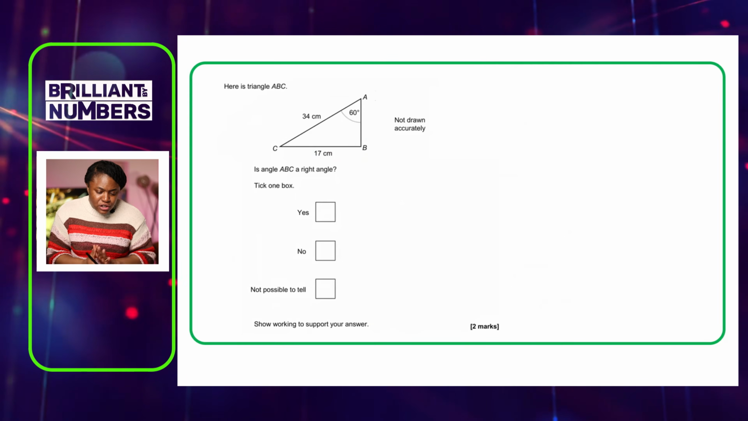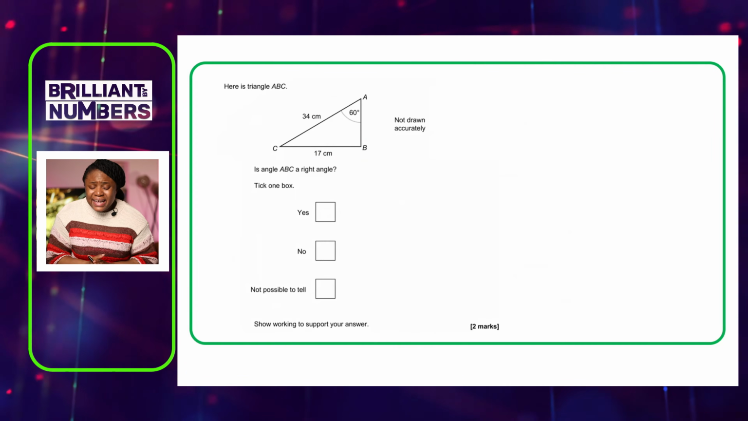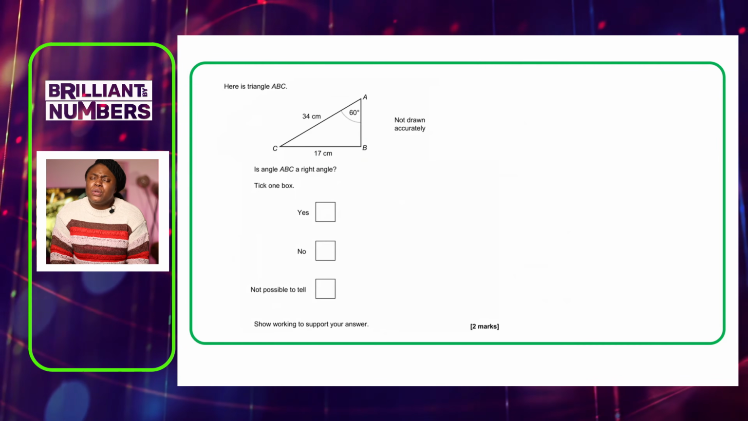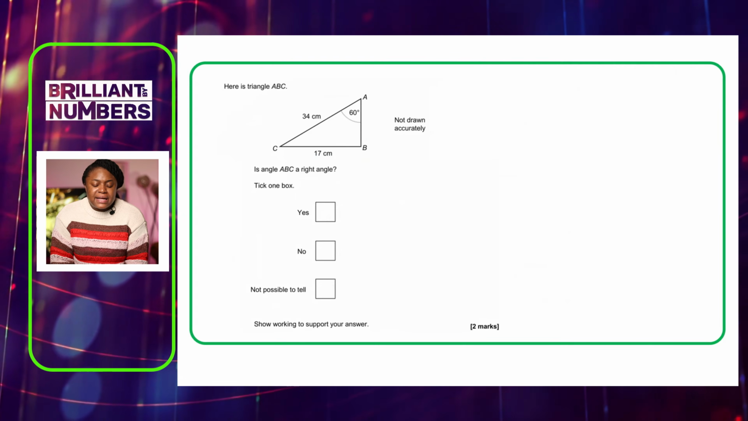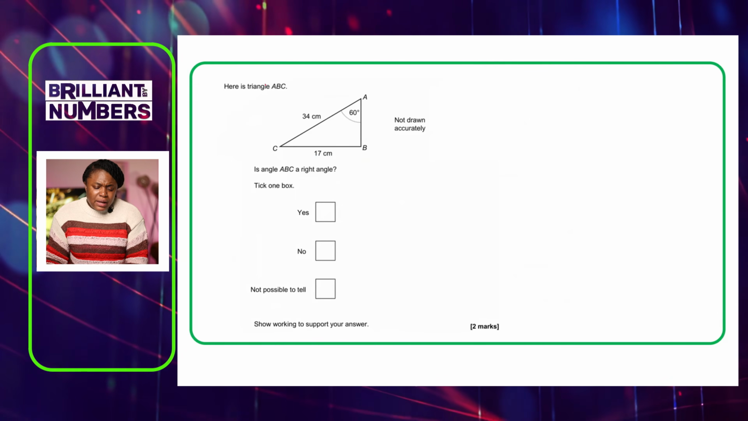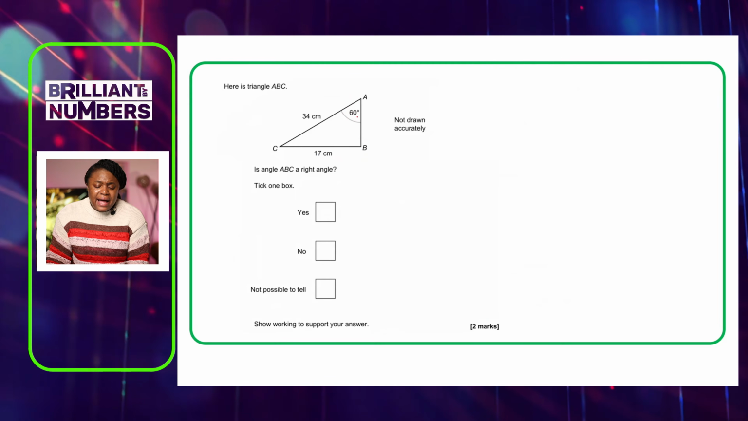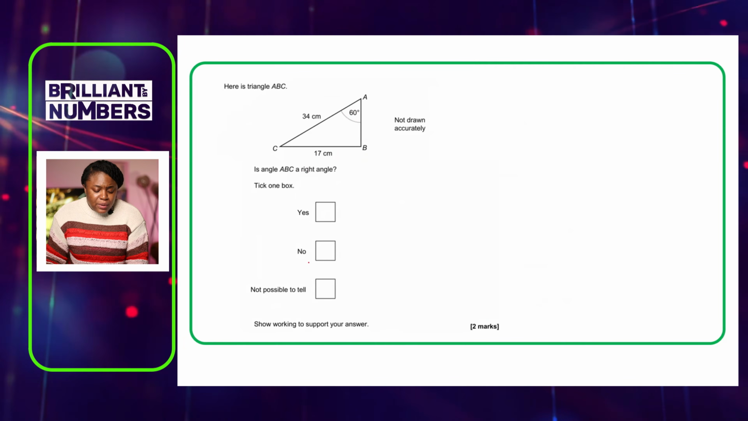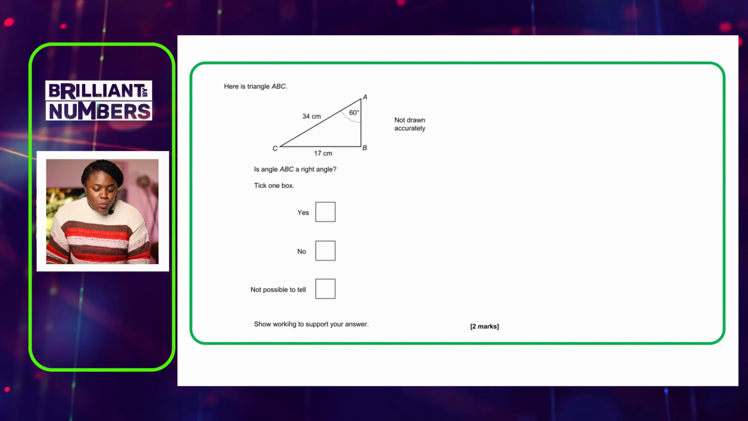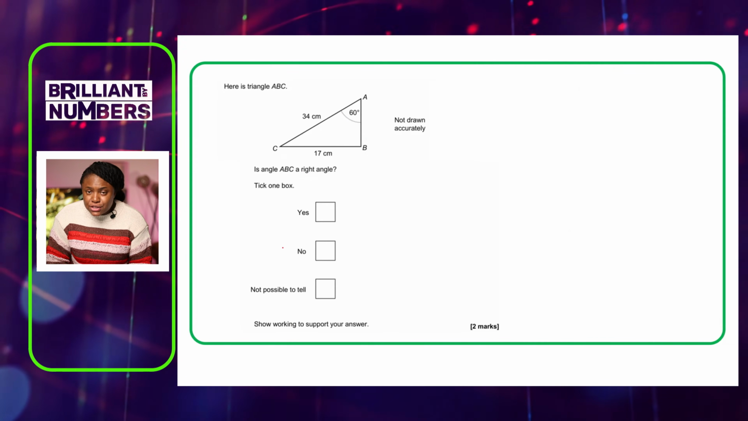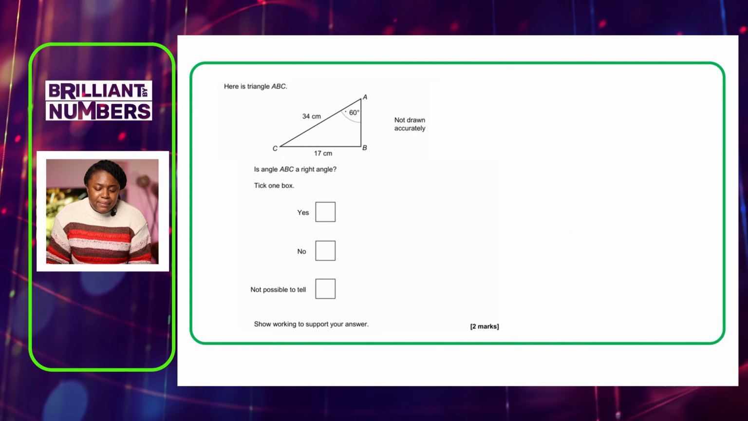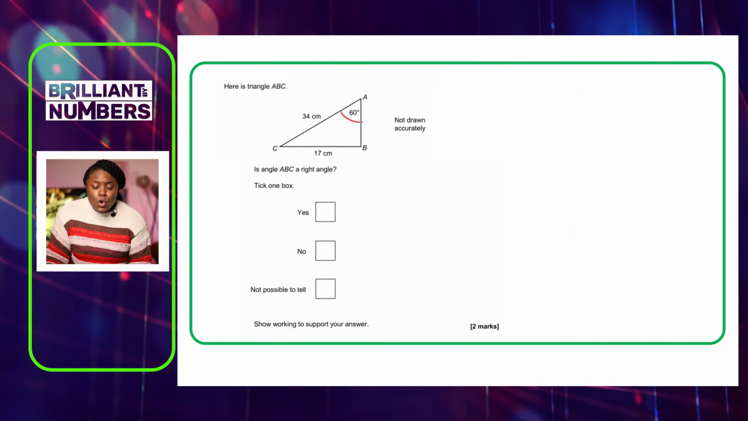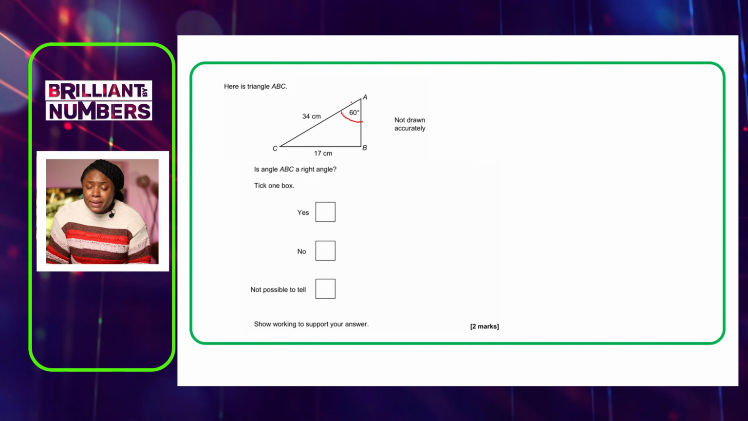Final question now on trigonometry, where we are asked to say, is this triangle that we're given a right angle triangle? How do we prove if this triangle is right angled? Now, if I look here, I can see the angle I'm given is 60 degrees. We are to tick one box, but we have to show working to support our answer. If I know anything about a right angle triangle, I know that when I'm given an angle, it should hold through with my trigonometric ratio.